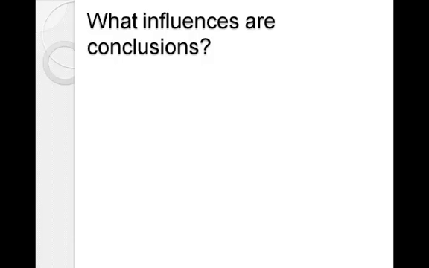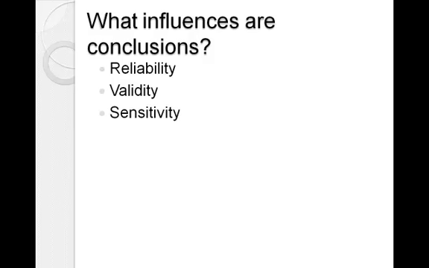So which things, in terms of our choices, influence conclusions? A couple of things. One, the reliability of the measures you use. Related to that would be the validity of the measure you use, and we can also apply the idea of validity to manipulating variables.